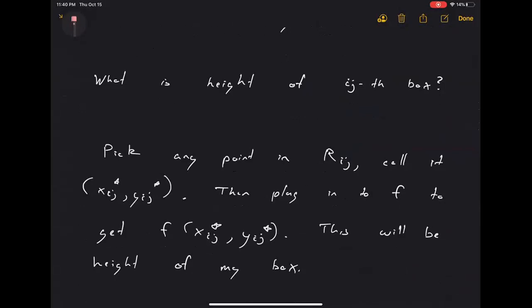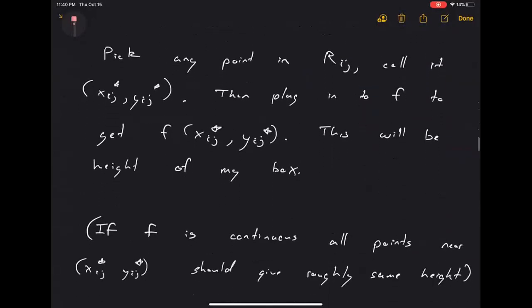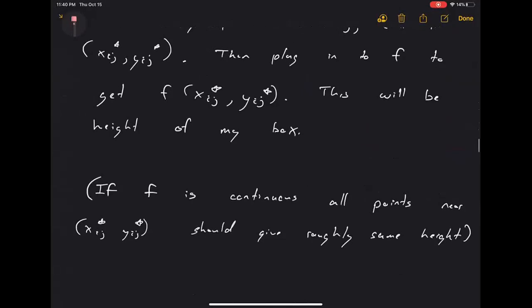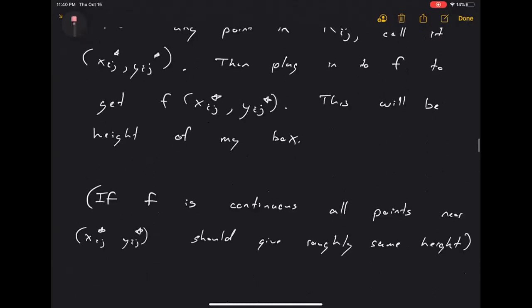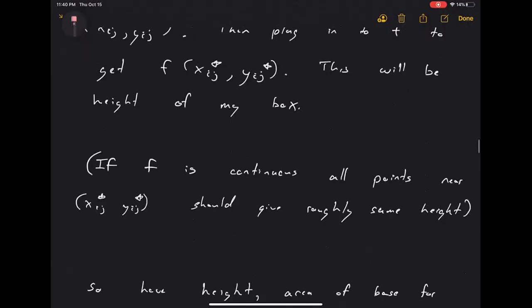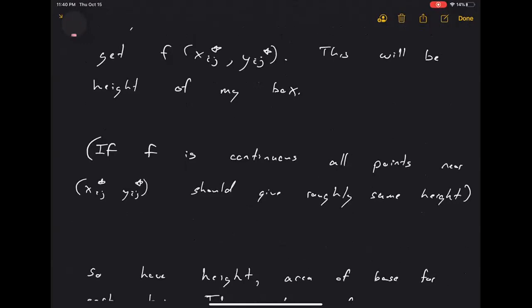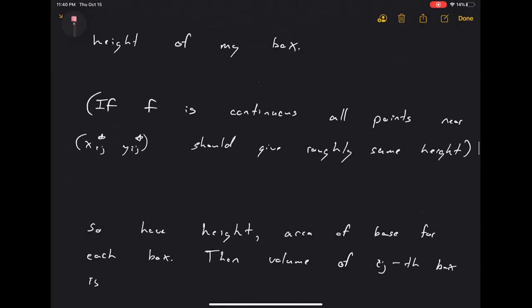Now I have the area of the base of my boxes, and I have the height of my boxes. So now I can talk about the volume of these boxes. And again, I'm just restating what I said here: if f is well behaved, if it's continuous, the point we choose inside our box is not really going to matter too much. Just for the sake of notation, I'm calling that point we choose x_ij star, y_ij star. Then I'm plugging in my function to get a height. If f is continuous, all the points near this should have about the same height. So that's a good approximation to our height.